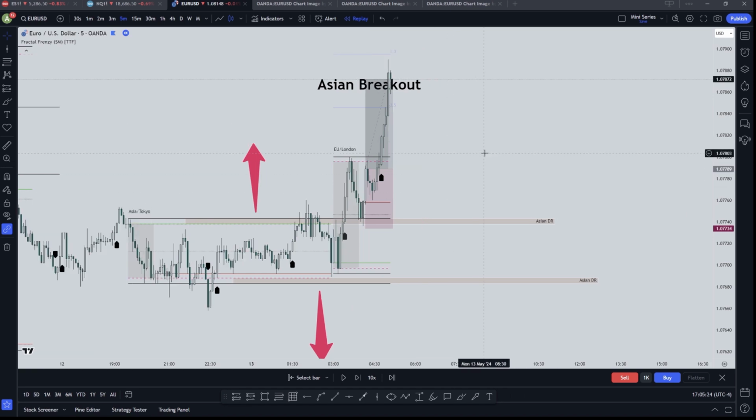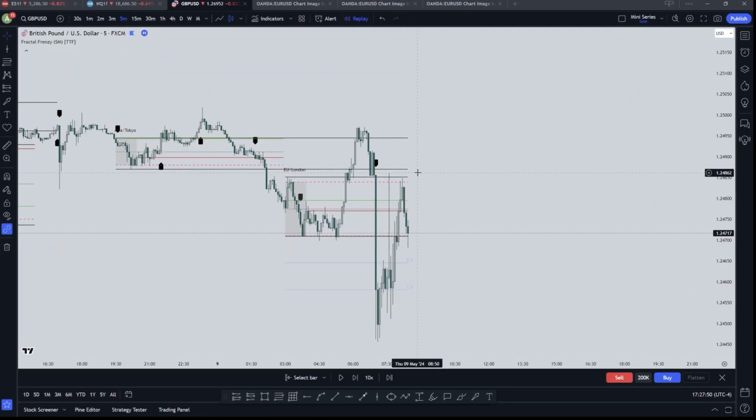These trades, of course, can happen during New York. Let's go to see an example of how we can also trade New York with the same exact concept. Here, my friends, is a New York example.